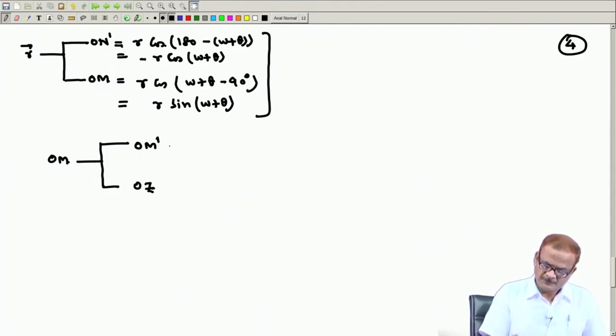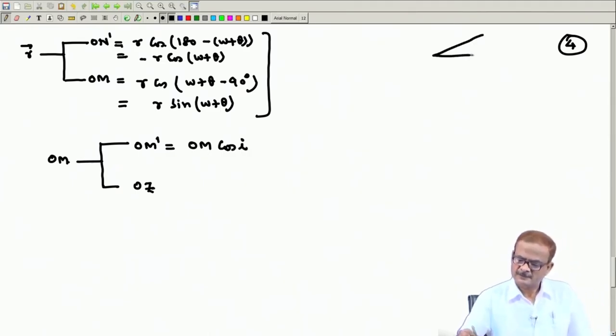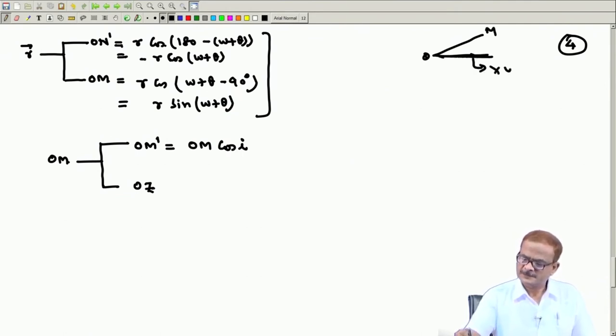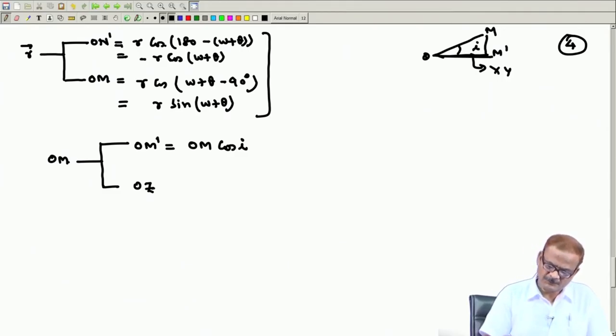So, Om prime, this quantity will be Om cos I, because I is the angle between your Om and the xy plane, and here is your line Om prime. So, Om prime becomes Om cos I, and Om is r sin(omega plus theta) times cos I.